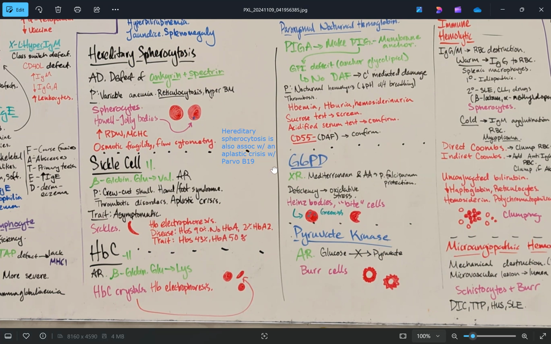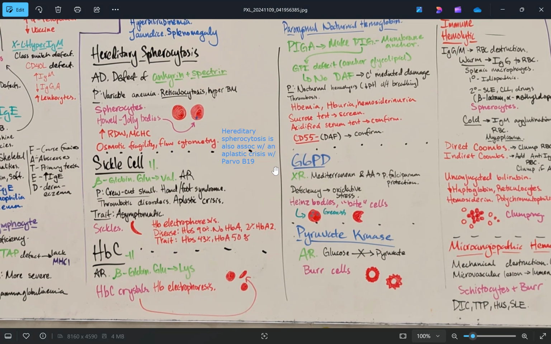It's autosomal recessive, and it's a glutamate to lysine mutation. You'll have HbC crystals on histology, which as I show, are two normal blood cells, but then one looks like a rod or a crystal, abnormal. And then for tests, you can use Hb electrophoresis again to categorize your hemoglobins.